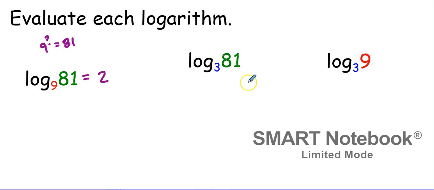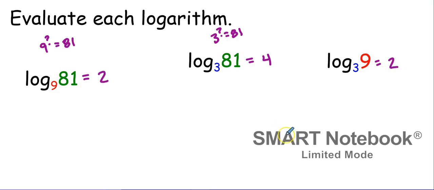Log base 3 of 81. So let's count it out. 3 to what power equals 81? Well, 3 times 3 is 9, times 3 is 27, times 3 is 81. So the answer to this one is 4. 3 to the fourth gives me 81. And last simple one here, 3 to what power gives me 9, and that's 2.